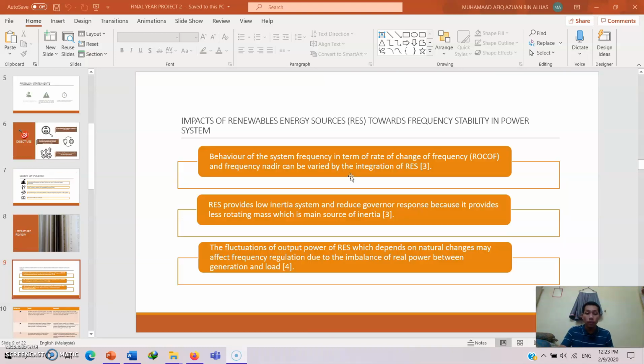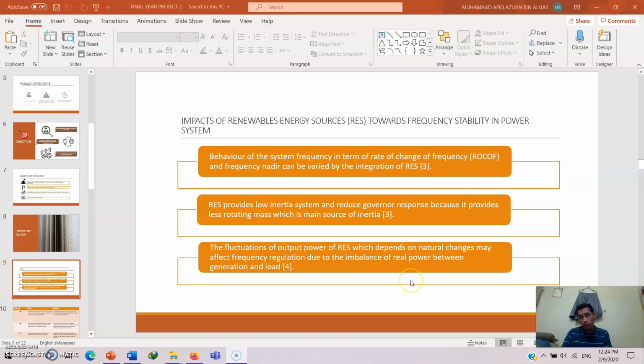Okay, next for the literature review. I bring you three impacts of renewable energy sources toward frequency stability in a power system. First, the behavior of the system frequency in terms of rate of change of frequency, ROCOF, and frequency nadir can be varied by the integration of RES. Second, RES provide a low inertia system and reduce governor response because they provide less rotating mass, which is the main source of inertia.